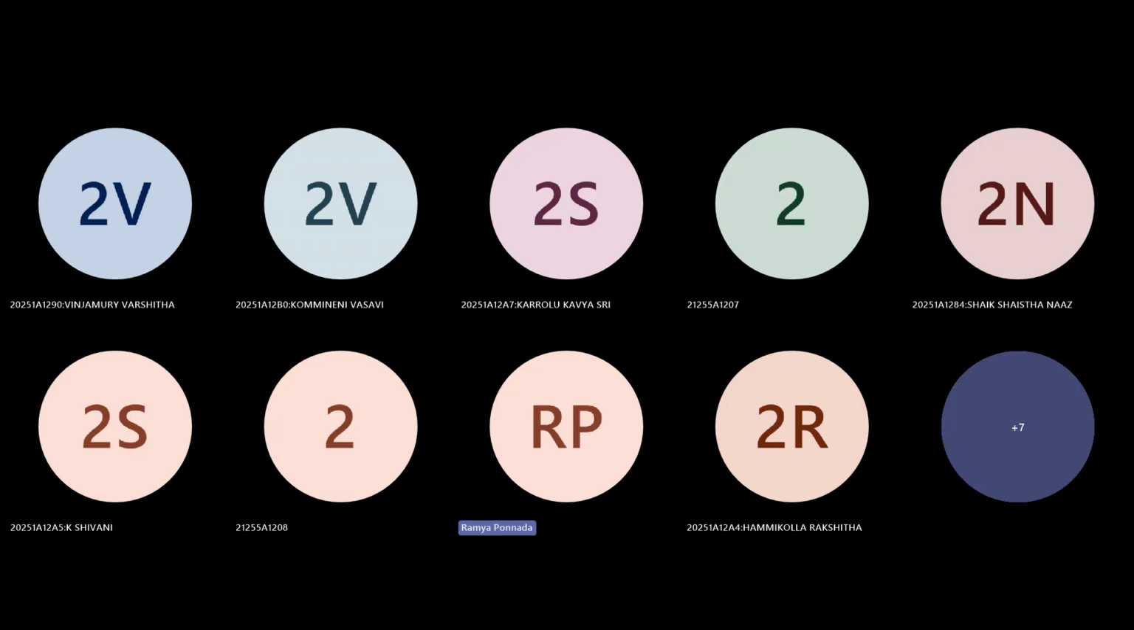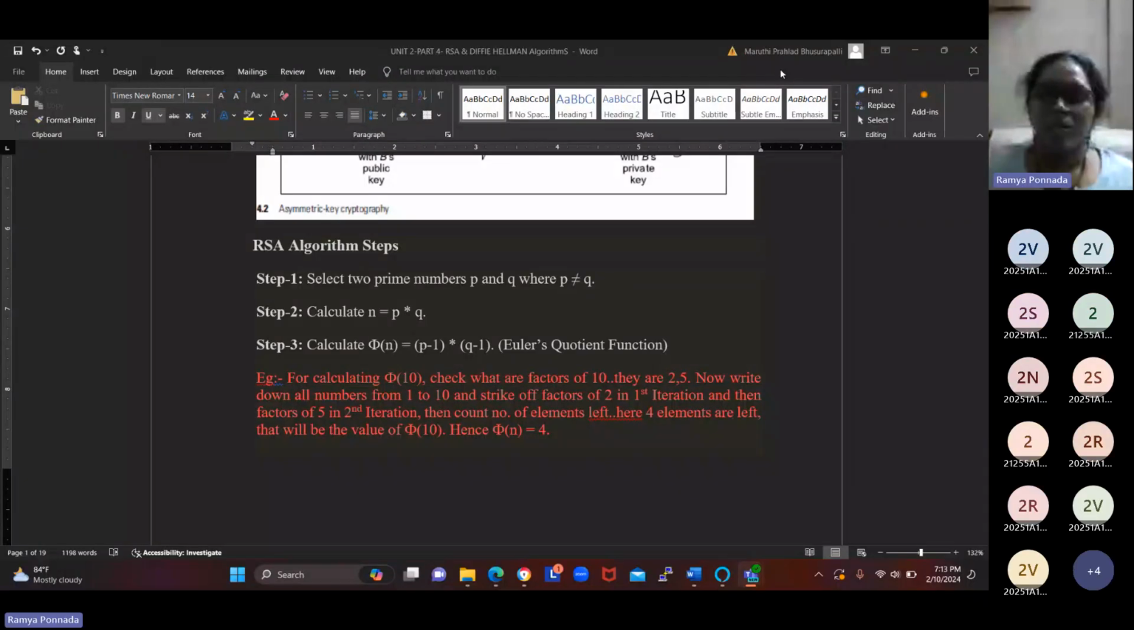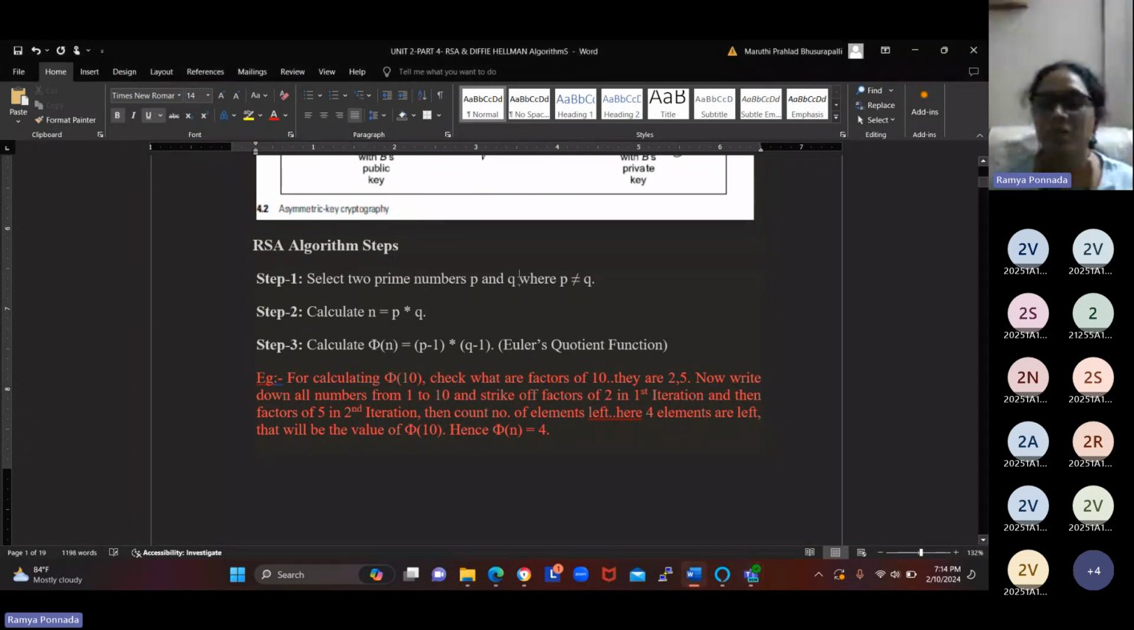So, RSA algorithm. We are going to have a few steps. The first step is that you need to select two prime numbers. These prime numbers should be very large.